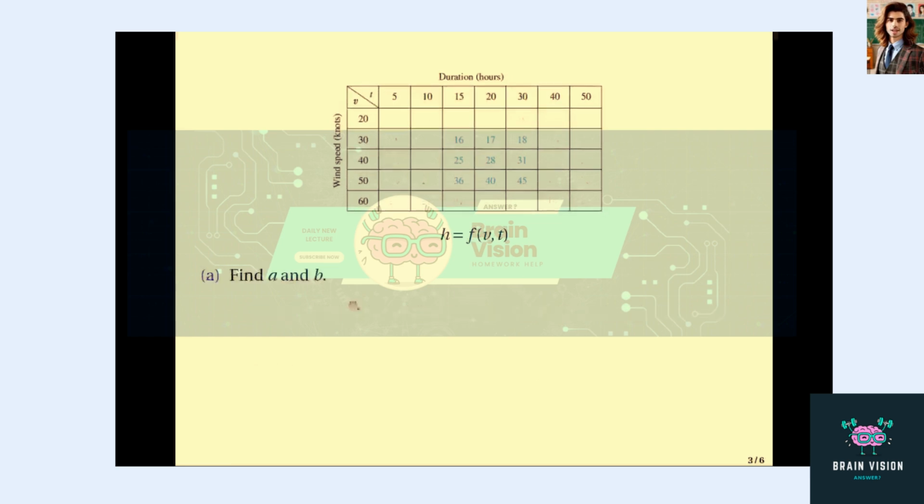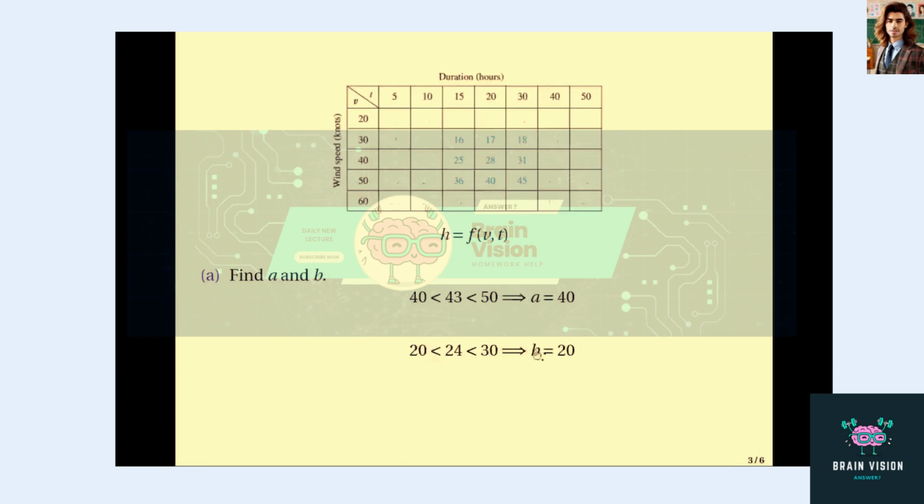For the first step, we want to find a, b. Here, we want our a to be close enough to 43, and 43 is between 40 and 50. 43 is closer to 40 than to 50, so we take a equals 40. For b, we want our b to be close enough to 24, and 24 is between 20 and 30, and 24 is closer to 20 than to 30, so we take b equals 20.